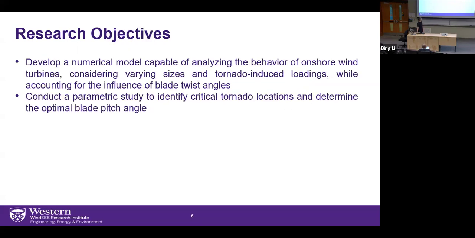So that brings me to the objective of my study. I want to develop or modify an existing numerical code that can capture the response of wind turbines under tornado loadings, and also considering the effect of angle of twist. And eventually, I want to use this numerical code as well to do a parametric study so that we can analyze the critical tornado locations and also the optimum blade pitch angles.